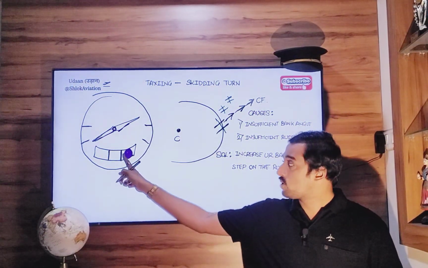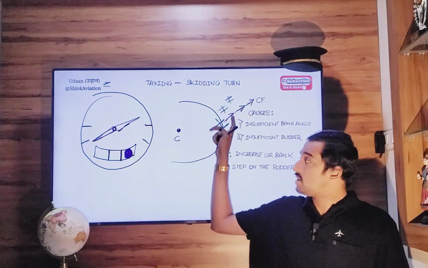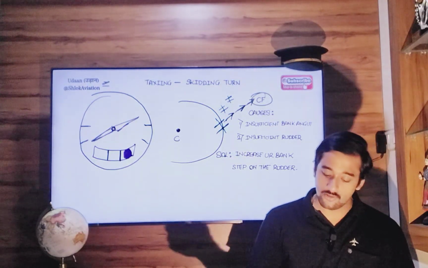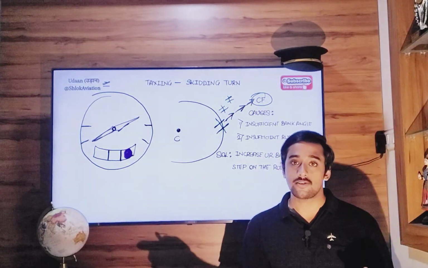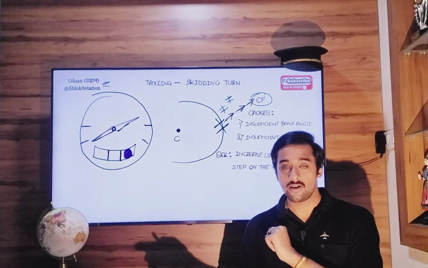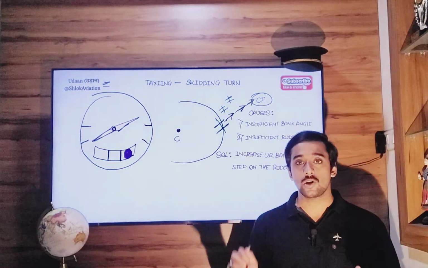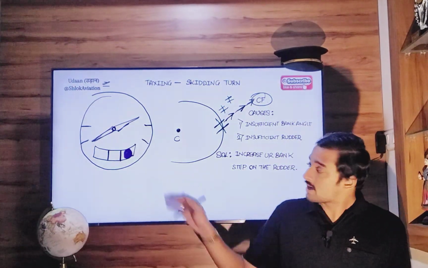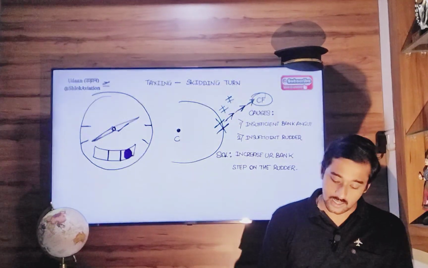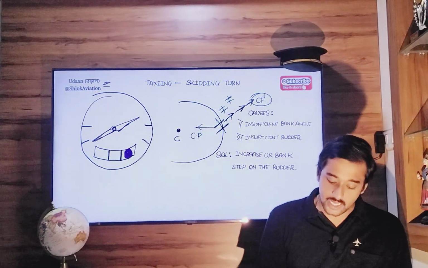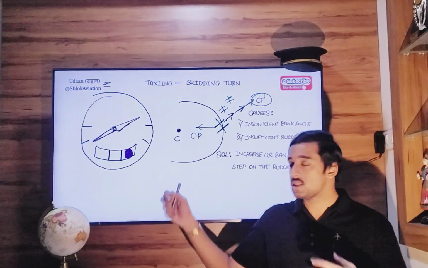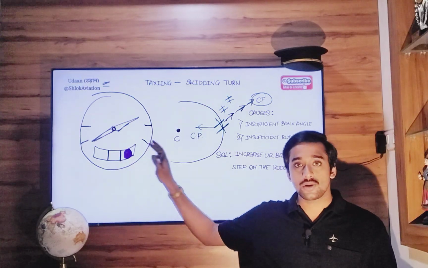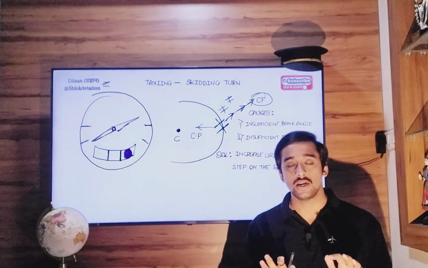Now this ball gets thrown out of the turn, away from the center of the circle, under the influence of CF. What is CF? CF is nothing but centrifugal force. That force which takes you out of the turn, away from the center. When you increase the bank angle of your aircraft as a solution to a skidding turn, what happens? Bank angle increases, aircraft will bend towards the center of the circle and there will be increase in centripetal force. This centripetal force will pull the ball inside of the turn and this ball will come towards the center. And then you maintain your bank angle and rudder pressure so as to keep that ball right in the center.